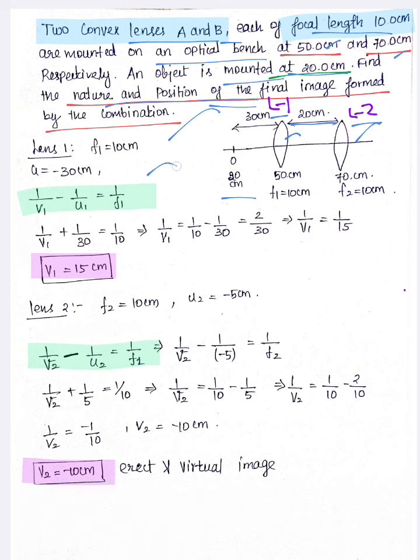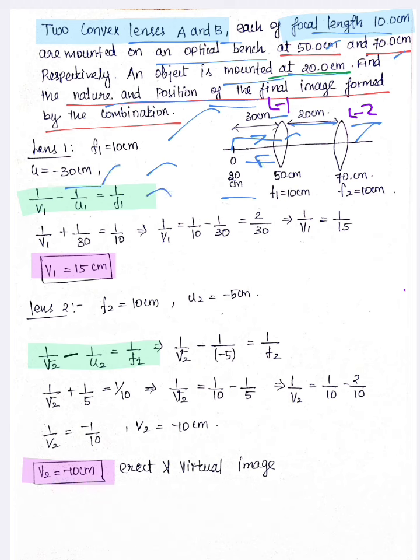First we find the image formed by the lens 1. We have focal length of the lens 1, that is 10 cm, and the object distance is 30 cm. According to the sign convention, it is minus 30 cm because we measure object distance opposite to the direction of the incident ray. This is the direction of the incident ray. We measure object distance in this direction, so it is minus 30 cm.